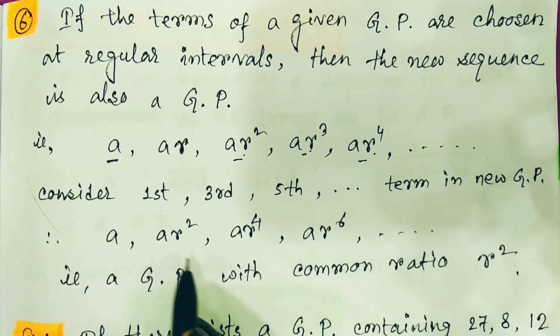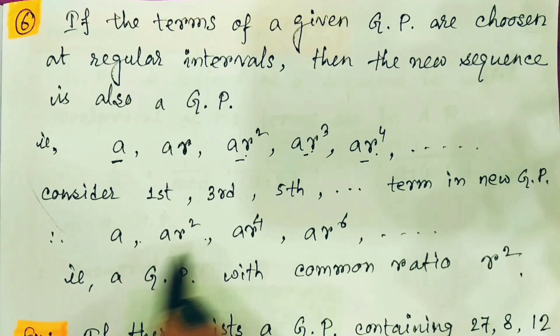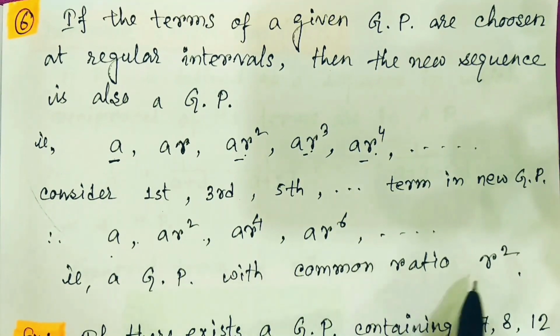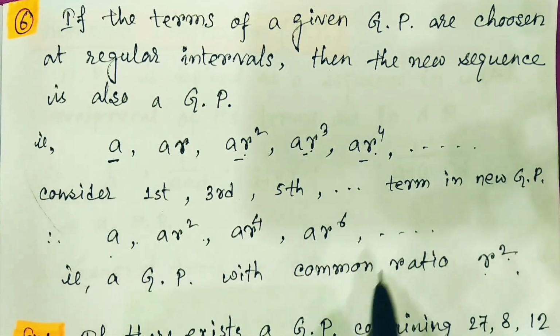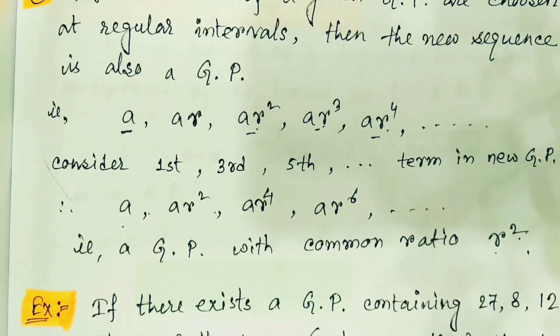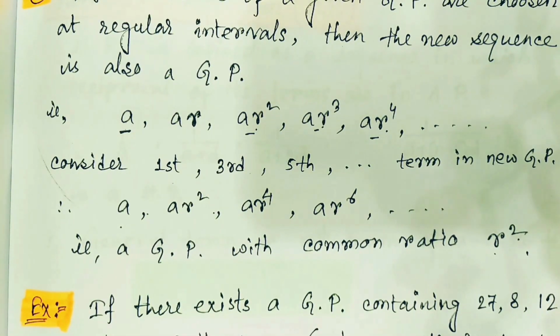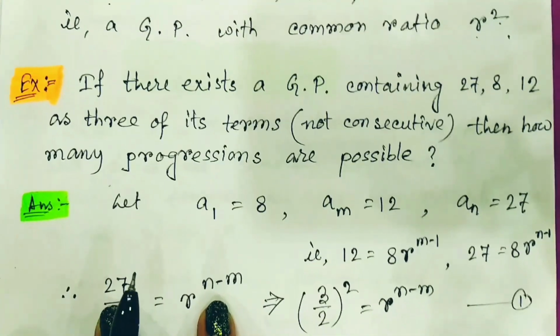So here, as I skip only one term after each term, the common ratio is r^2. In this way, any term you can consider. That means from a GP you can construct so many GPs. Now, to support this, let us have an example.